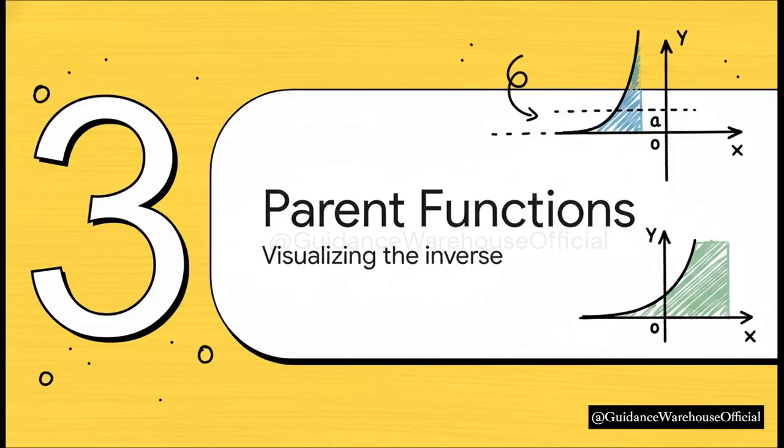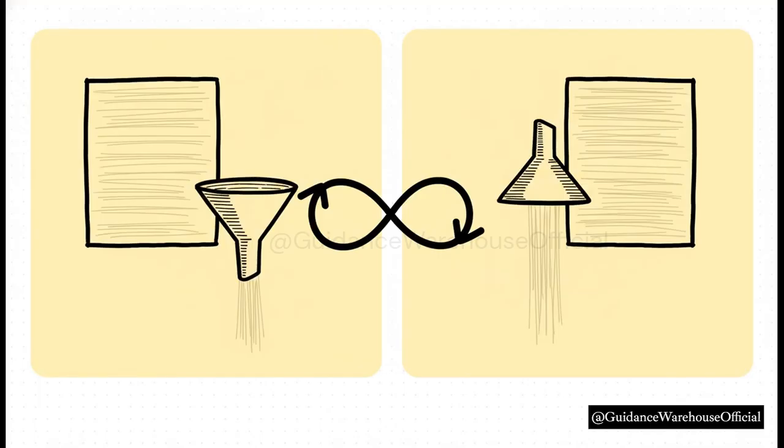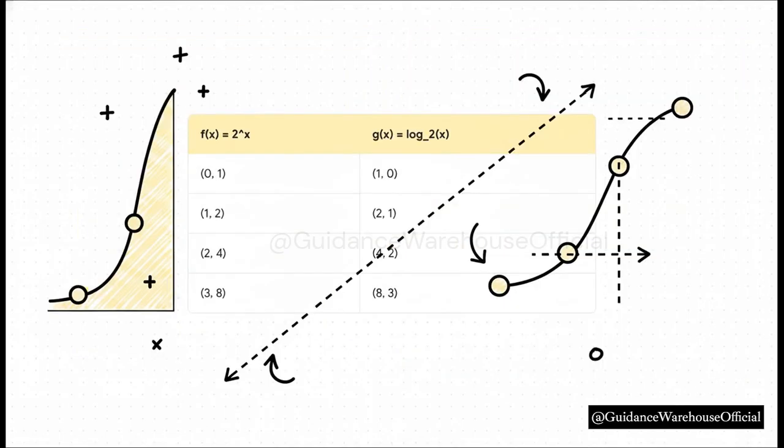All right, section 3, parent functions and inverses. Now that we know where the graph lives, let's look at its foundational shape. And this brilliantly illustrates how perfectly inverse functions mirror each other. For an exponential function, the domain is all real numbers, and the range is strictly positive values. But for its logarithmic counterpart, the whole thing flips. The logarithm's domain is strictly positive values, and its range is all real numbers. The inputs and outputs literally trade places. Let's look at the actual numbers to prove this.